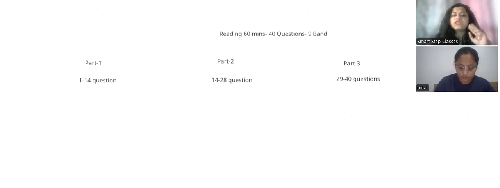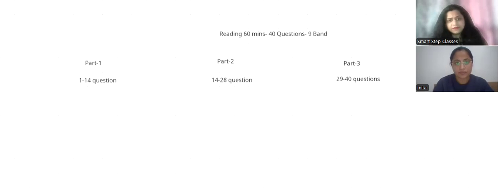Now, if I talk about the bifurcation, the parts of the test, reading academic is divided into three sections: part one, part two, and part three. One common point, always remember that part one is going to have questions 1 to 14. Part two is going to have questions 15 to 28. And part three is going to have questions starting from 29 to 40. The number of questions can change, but more likely the sections are given in this manner only.